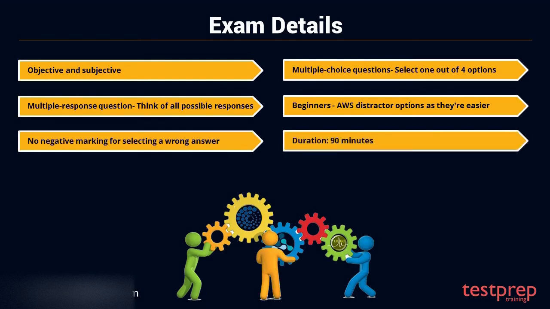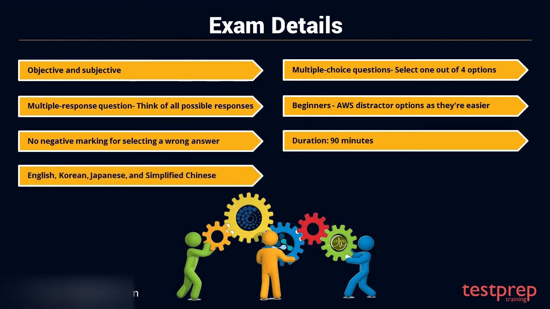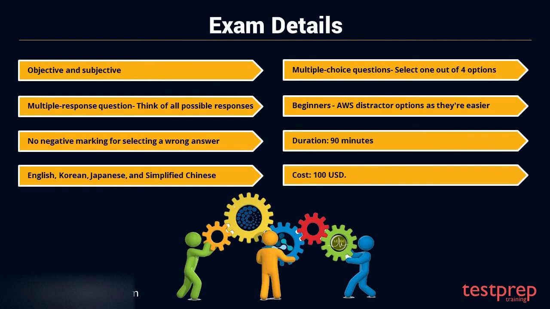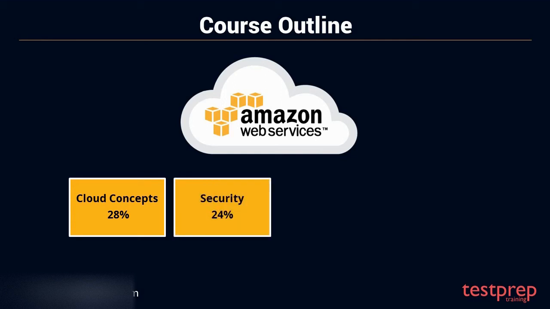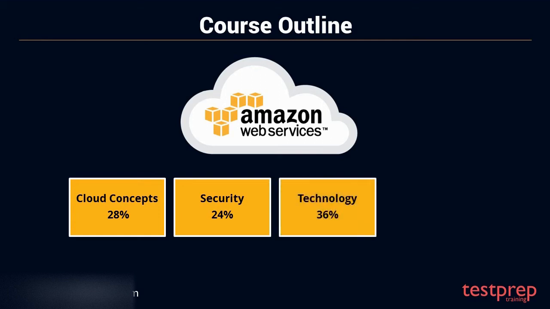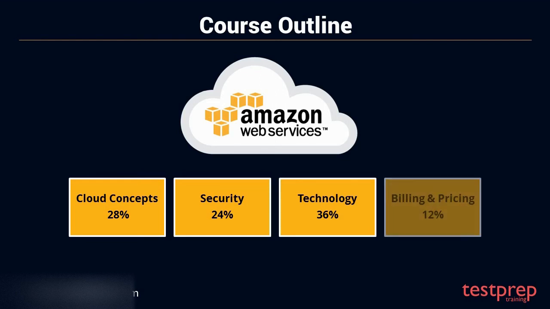Also, the exam is available in English, Korean, Japanese, and simplified Chinese at a price of $100. Course outline. 1. Cloud concepts, which comprises 28% weightage in the exam. 2. Security, which comprises 24% weightage in the exam. 3. Technology, which comprises 36% weightage in the exam. 4. Billing and pricing, which comprises 12% weightage in the exam.